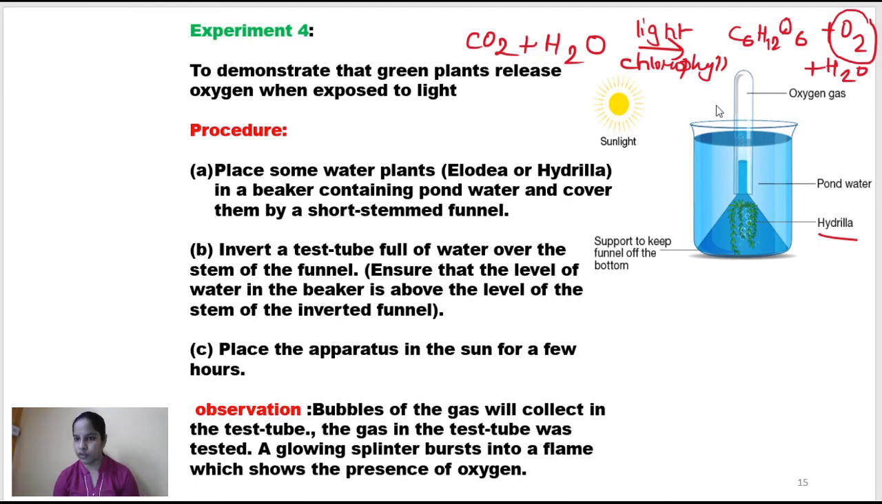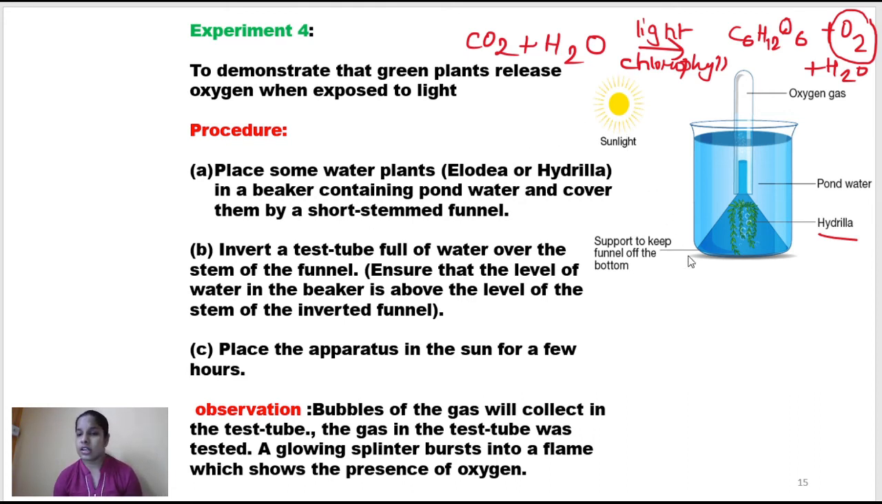The whole setup was carefully kept under sunlight for a few hours. What we saw was that hydrilla, or any aquatic plant, evolves oxygen in water. This presence of oxygen can be seen as droplets or bubbles in this test tube. This presence of bubbles indicates that oxygen is evolved during photosynthesis.